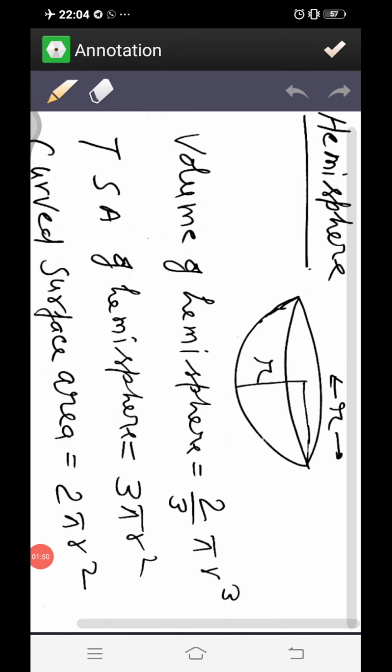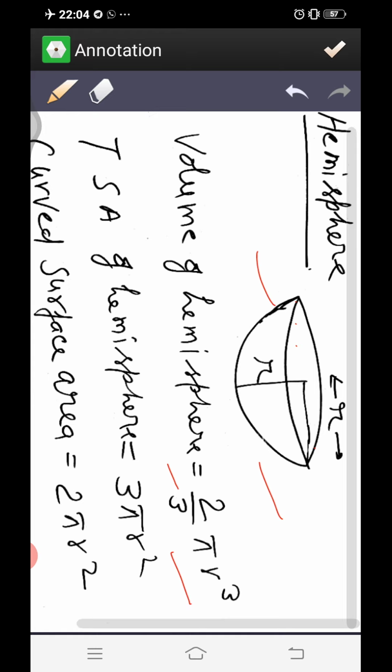Hemisphere. If a sphere is cut through a diameter, we get two halves, just like making two parts of an apple. Each part is called a hemisphere. So the volume will simply be half of the volume of the sphere. The volume of a hemisphere will be half of the volume of the sphere, so it will become 2 by 3 pi r cube.